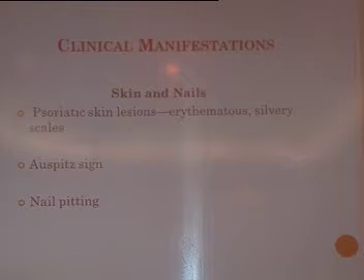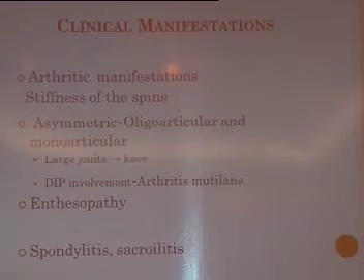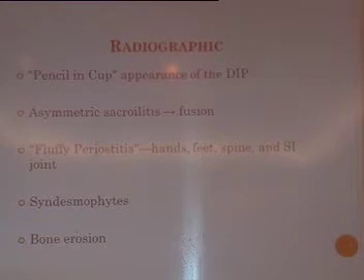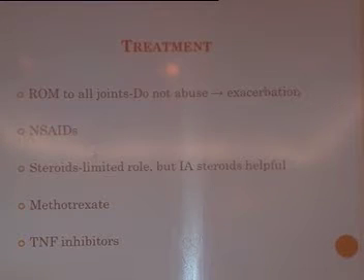Coming to extra-articular features again, the psoriatic skin lesions show erythema with silvery scales. Auspitz sign is when you scrape the lesions, and pinpoint bleeding is seen, and we also see nail pitting. Coming to the arthritic manifestations, the larger joints are involved. Again, it is asymmetric, and there is stiffness of the spine, and sacroiliitis. Pencil and cup deformity on X-ray I have already described. Asymmetric lesion, if sacroiliitis later leads to fusion, we see fluffy periostitis. Treatment again is physiotherapy, but it should not be overdone because at times it leads to exacerbation.